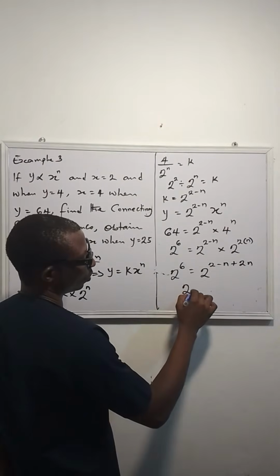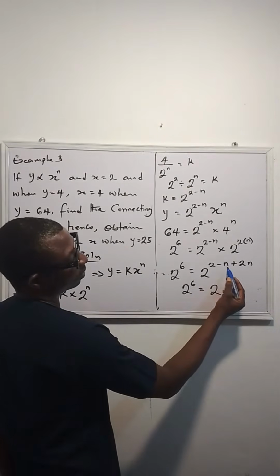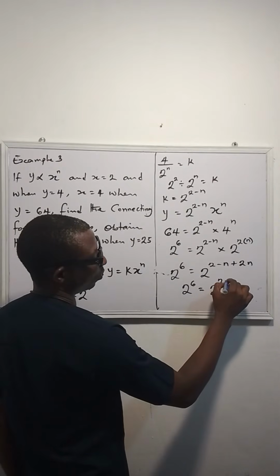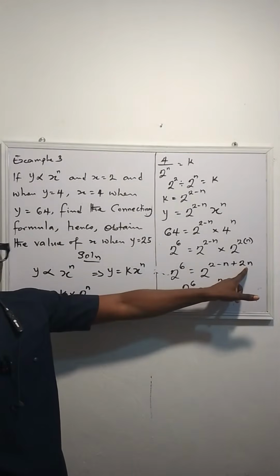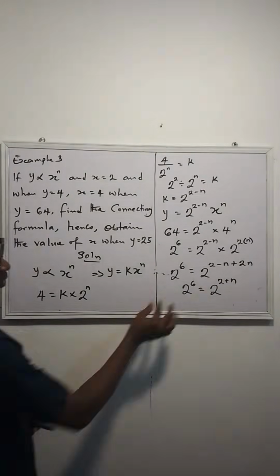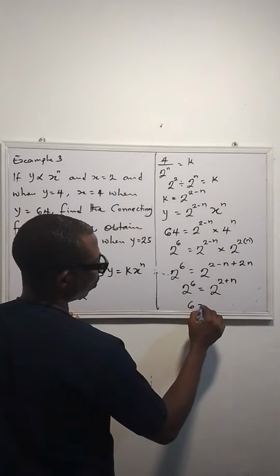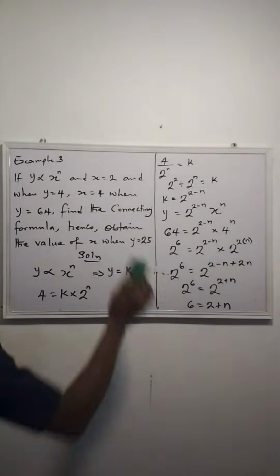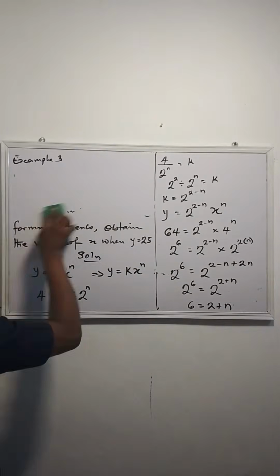Okay, that is 2 raised to the power of 6 equals 2 raised to the power of, now look at this, minus n plus 2n, that gives you 2 plus n, because you have plus 2n and you have minus n, that gives you plus n. Okay, so now you can see the base is the same, so you can equate the powers. So you have 6 equals 2 plus n. So here, what do you do next? You make n the subject of the formula.